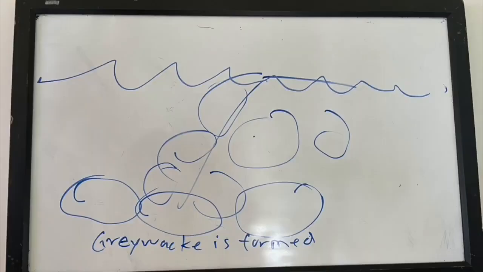50 million years later, Greywacke sandstone was produced by underwater avalanches, causing different types of sediment to get all mixed together in unusual ways. This is also called a mélange.